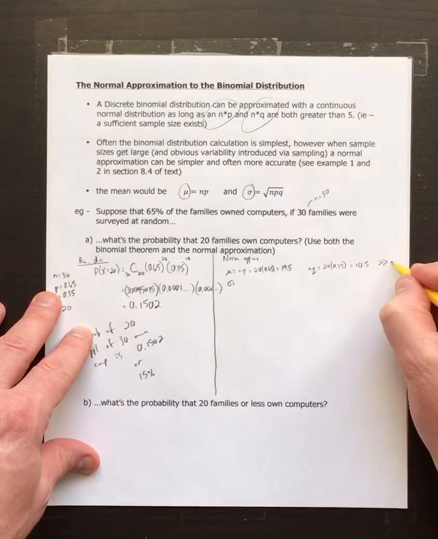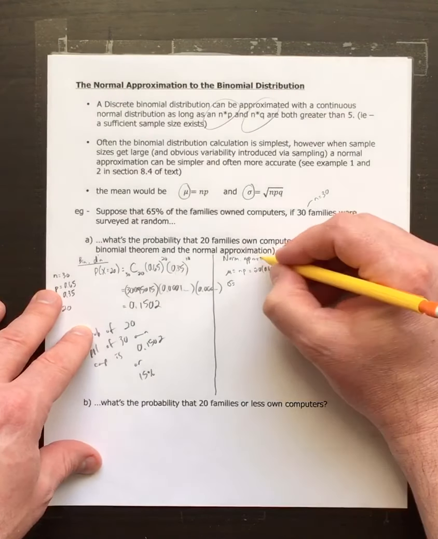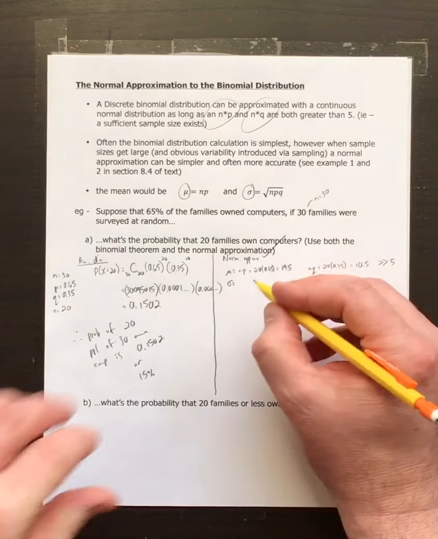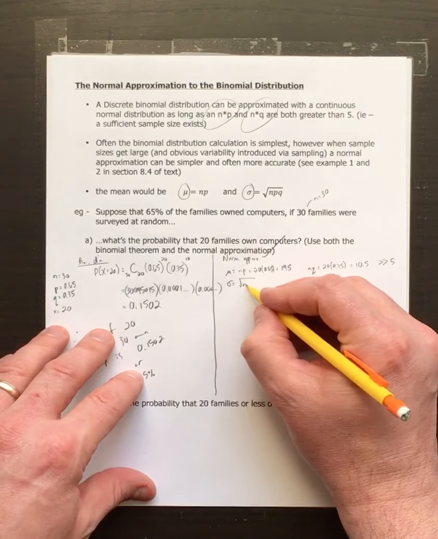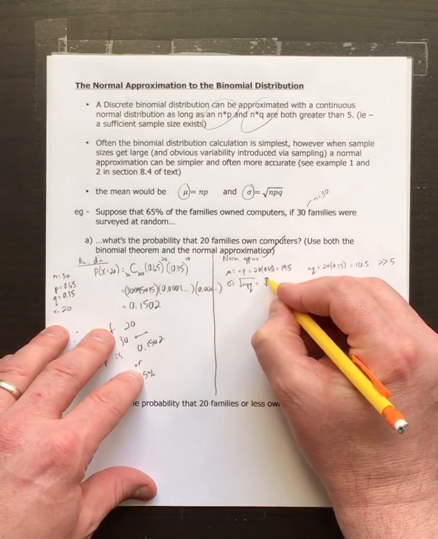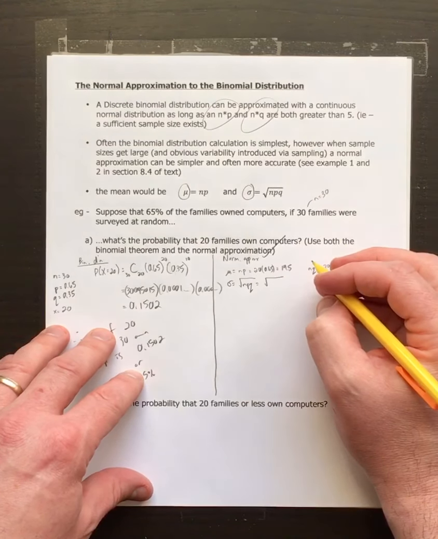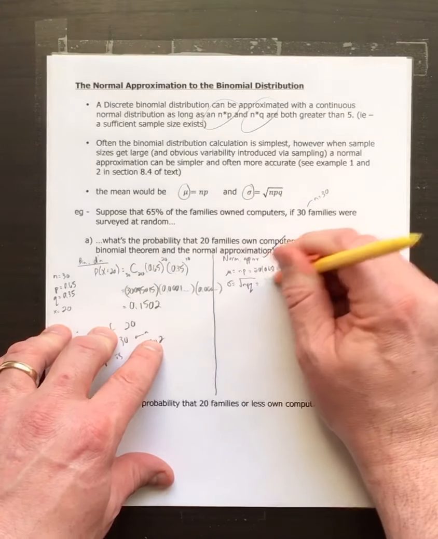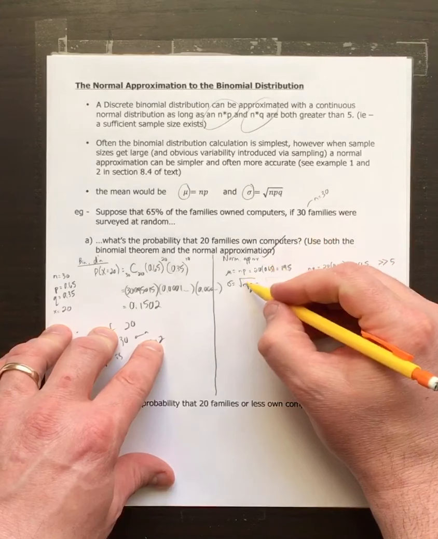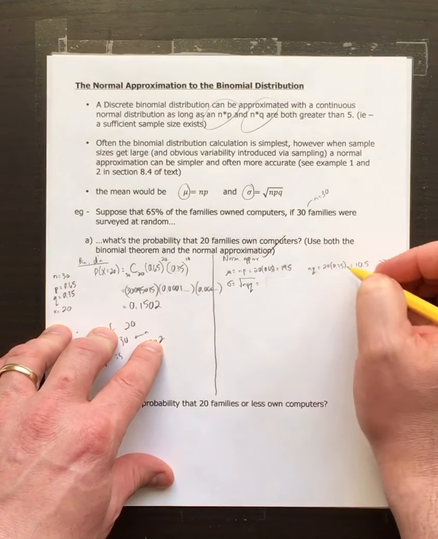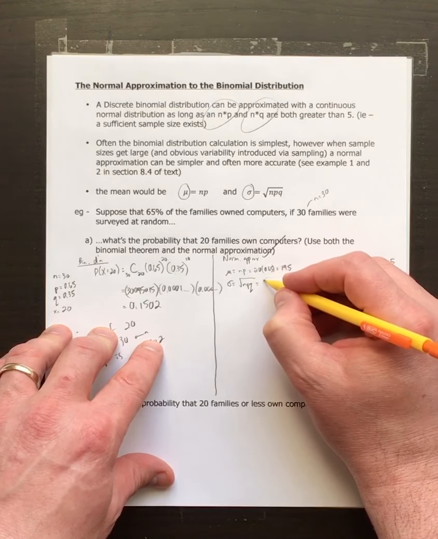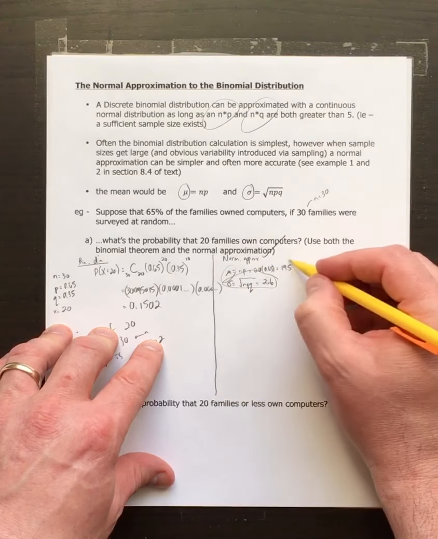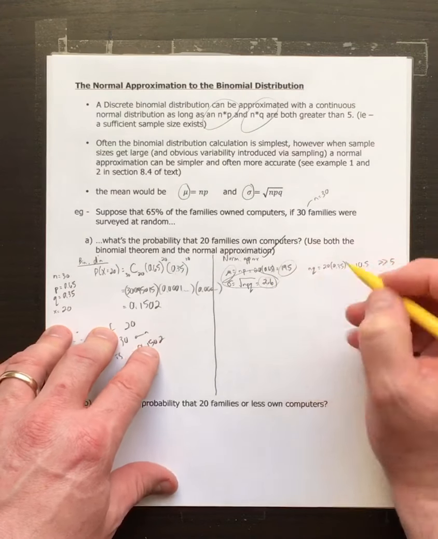Okay, so if they're both greater than 5, then we know that we can use the normal approximation to the binomial distribution. My sigma, remember, is going to be the root of n times p times q. If I calculate the square root of 30 times 0.65 times 0.35, I end up getting 2.6. So my mean is 19.5, my standard deviation is 2.6.